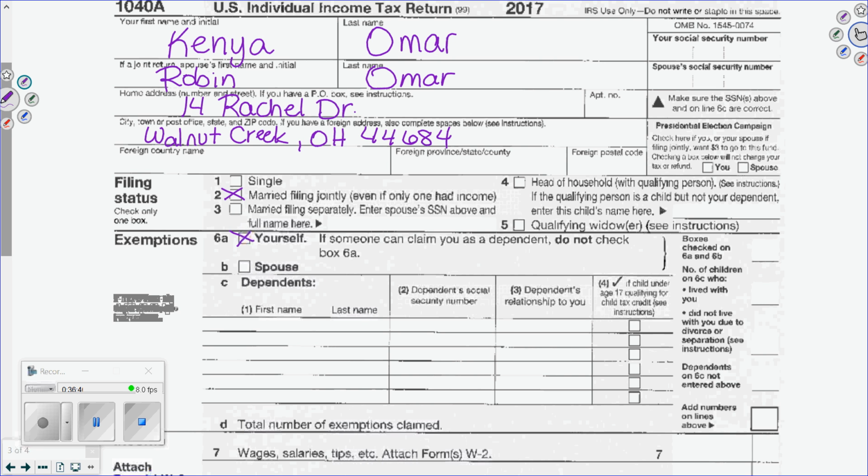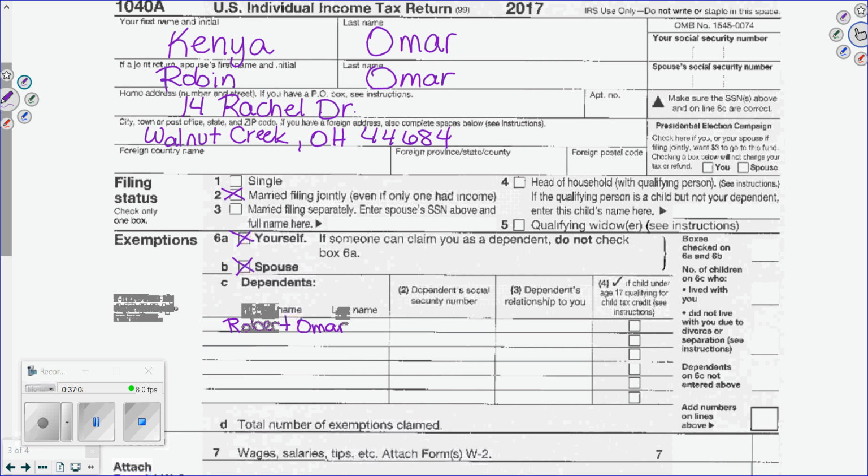Do they have a spouse? Yes. So we'll check that box. Dependents. They have one child. If you look at their form, it is Robert. That is listed on their form. So, Robert. All right, and then you would put their social security number. Obviously, we just got a bunch of zeros, so don't worry about it.